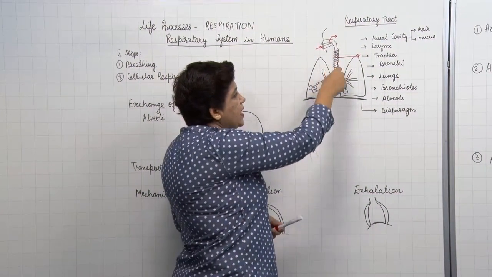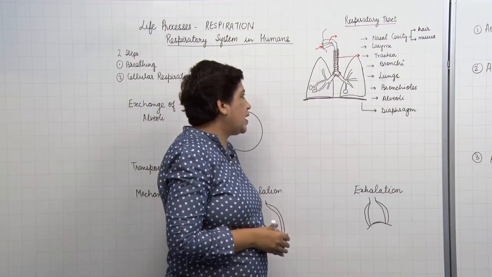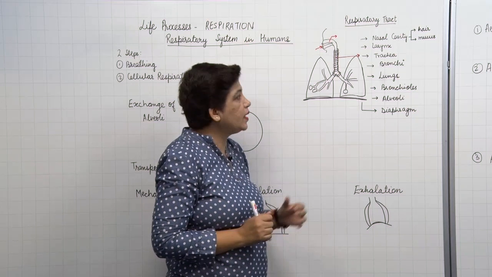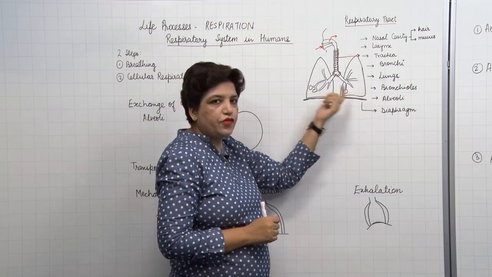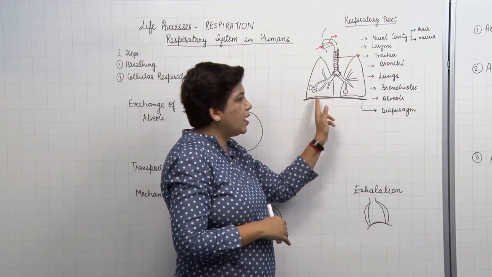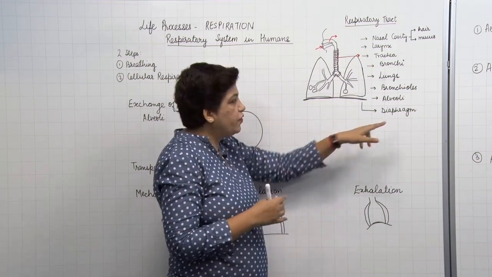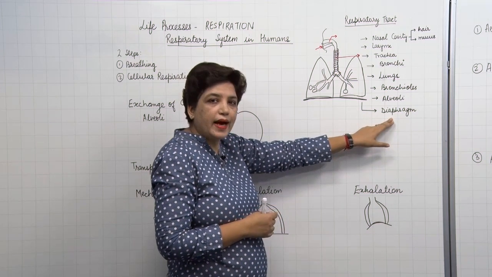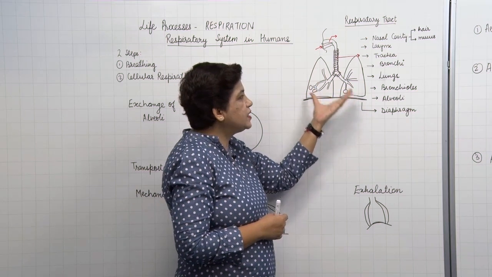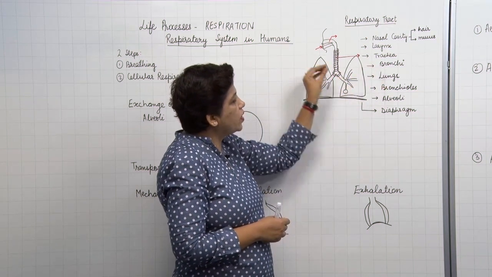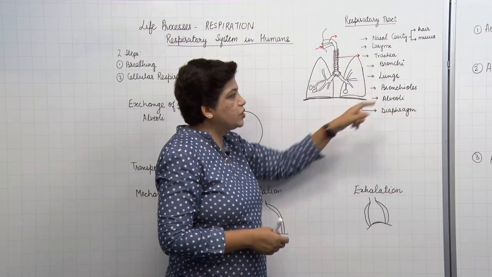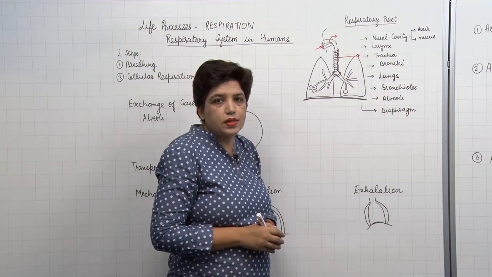Now, the trachea branches out into two main branches known as bronchi. The left bronchus enters the left lung, the right bronchus enters the right lung. There are two lungs, which are spongy organs that rest on the muscle called the diaphragm. This is the diaphragm on which the lungs rest. Now, after the bronchus enters the lung, it further divides into smaller branches. These branches are known as bronchioles.